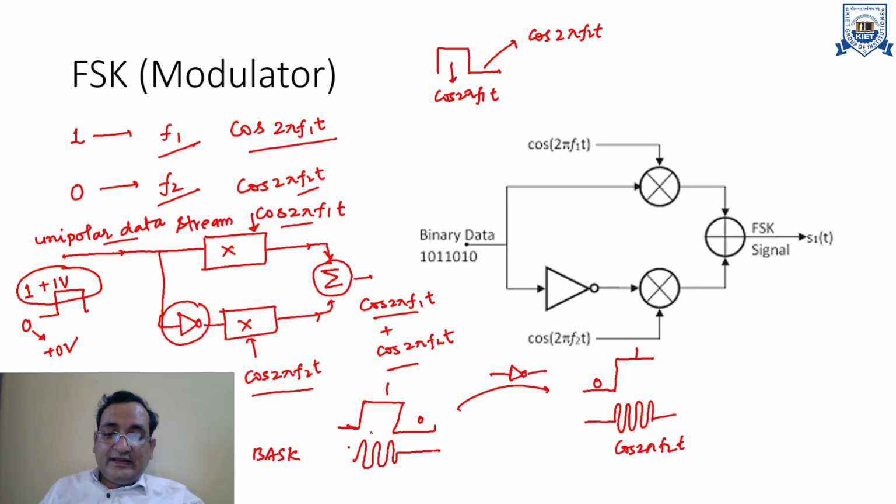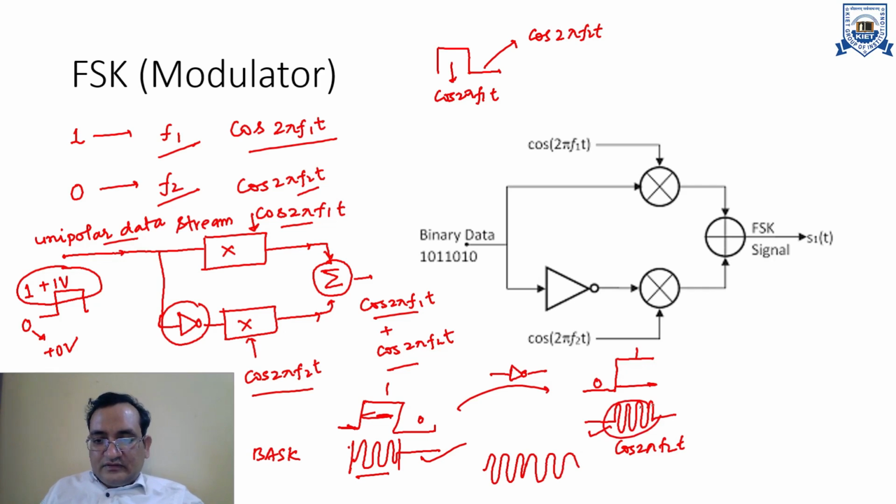Now the point to be noted is that at any instant of time you will only get one signal. For example, for this duration you will transmit only cos 2 pi f1t, and for this duration you will transmit cos 2 pi f2t. If you add these two different signals, this one is for your 1, and for 0 you will get another signal like this. So this is the way FSK is technically generated with the help of the modulator.